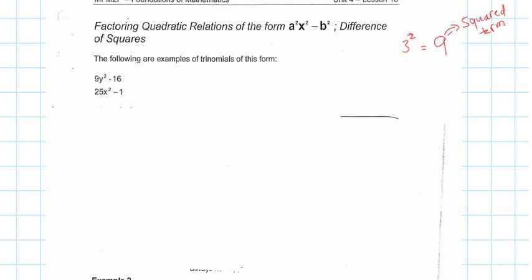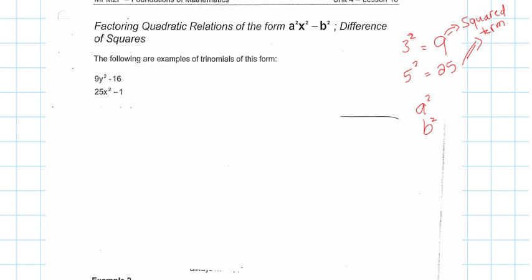Okay? Give me another example of something squared. 5 squared. What's 5 squared? 25. Again, 25 is called a squared term because 5 squared gives me 25. Okay? A letter to be squared, it has to have a degree of 2, or technically an even degree. But for the purpose of this course, we only do degree 2. So a squared is a squared term. Okay? B squared is a squared term.